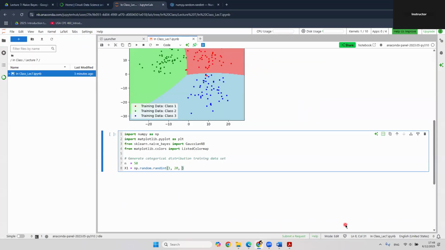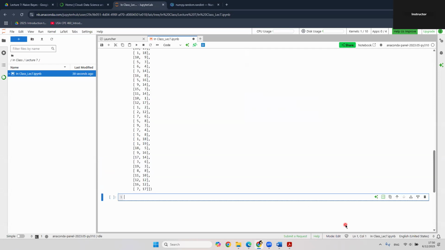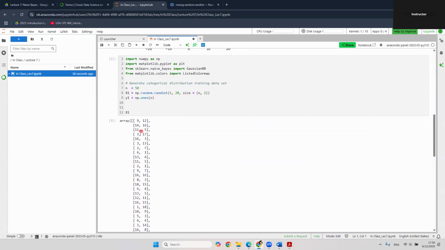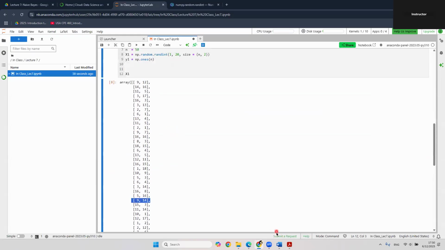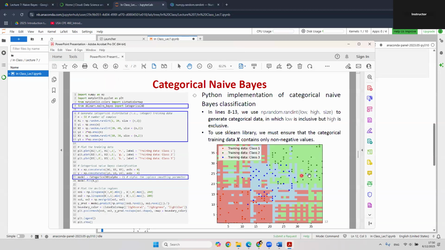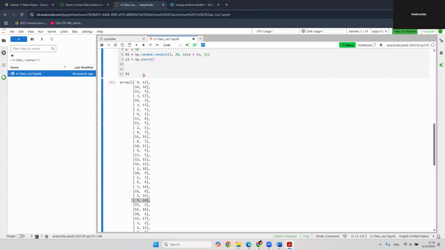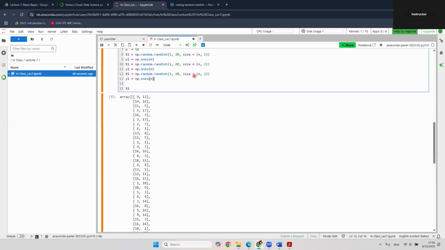So here, if I write 1, 20, that means from 1 to 19, and then size equal to (n, 2). That means I will generate 50 data points, each data point being 2D here, and then y1 equal to np.ones(n). And you know what? We can actually have a look at x1. See, all of them are between 1 and 19, and each data point is 2D. 2D because later we plot all this discrete data. That's why I need X and Y, and hence it's 2D. Okay, so now I just copy and paste for x2 and x3.